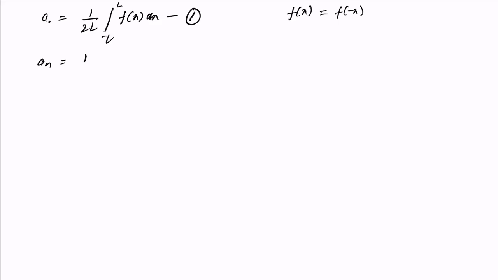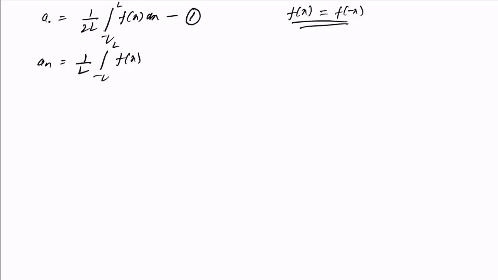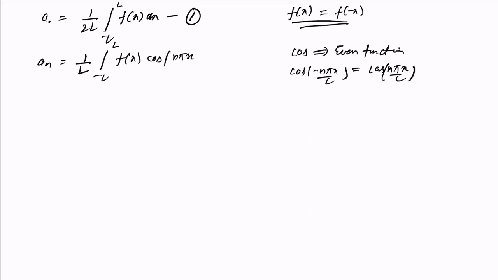Similarly, a_n will also exist, because if we replace x with minus x, f(x) remains f(x), and cos of minus n pi x by l will be cos of n pi x by l. We know cos is an even function. So this a_n coefficient will also have some values.